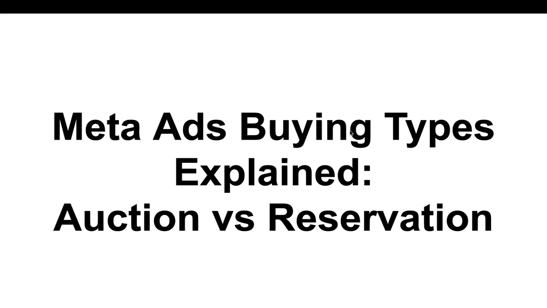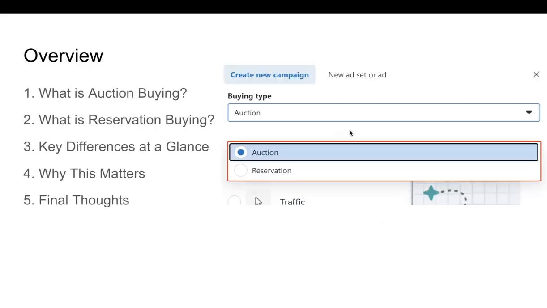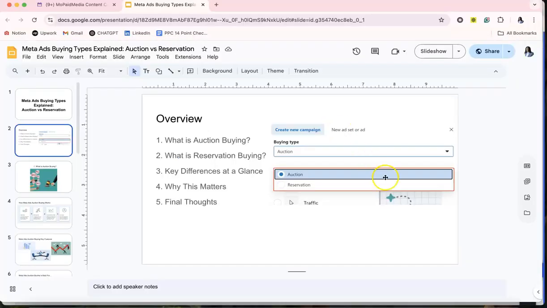So, this is going to be a very quick video, a quick overview. I'm going to go over what auction buying is, and then I'm going to go over what reservation buying is, and then we're going to talk about some key differences at first glance and why this matters, and then the final thoughts.